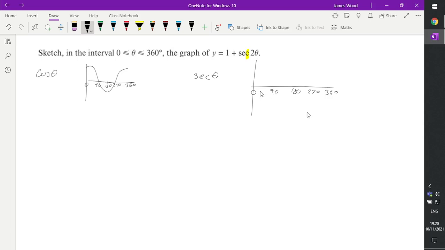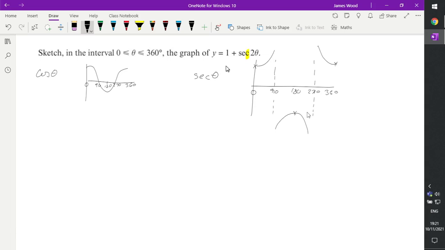So we are going to have a value of 1 at 0, an asymptote at 90, minus 1 at 180, an asymptote at 270, and then 1 again at 360. And the shape looks like this sort of thing. Okay, so that's the graph we're basing it on.